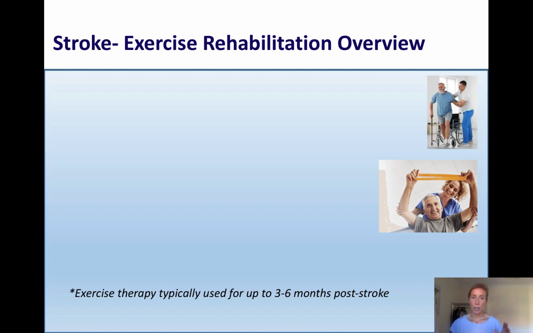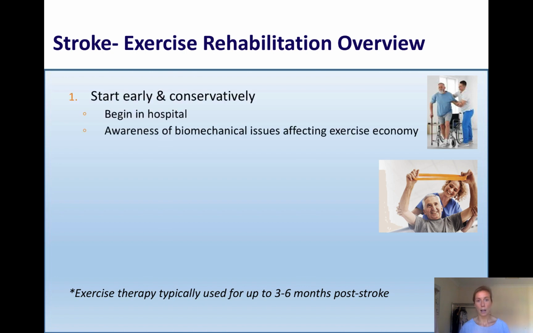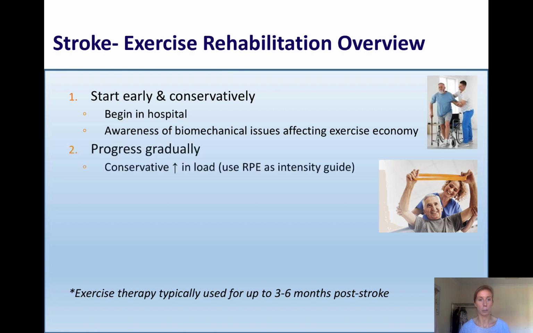So we're just going to look at a general overview of exercise rehab in stroke to begin with, and then we'll get into the more specifics. So on the whole, what we need to do is start early and conservatively. Okay, so we're going to start very low. Now that's also going to depend on the severity of the stroke and the symptoms and everything that's happened post-stroke. We obviously want to have an awareness specifically of the biomechanical issues affecting exercise economy, because then we can be a little bit more targeted with our approach.